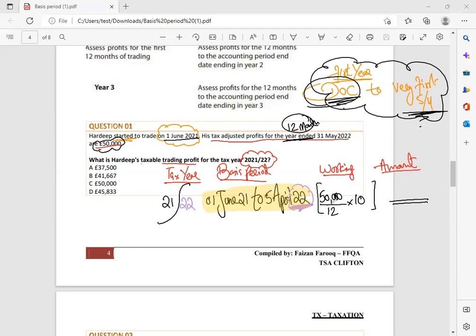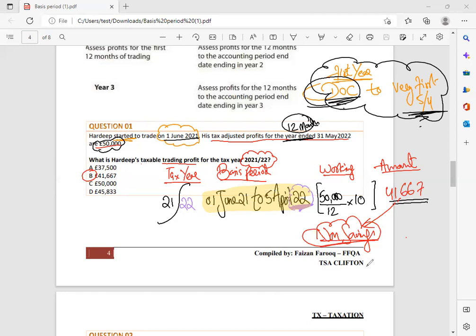Can you use the calculator and tell me the answer? So 41,667. This is the answer for the tax year, and this answer will go to the known savings column of your computation of tax, which we learned at the start of the course. So this is the first year rule of basis period. I will repeat. First year means year of commencement of trade. The rule is date of commencement, which is 1st June 21, and when the very first 5th April will come after 1st June 21. So it's 5th April 22. So the ending is 22, which means the tax year will be 21-22.